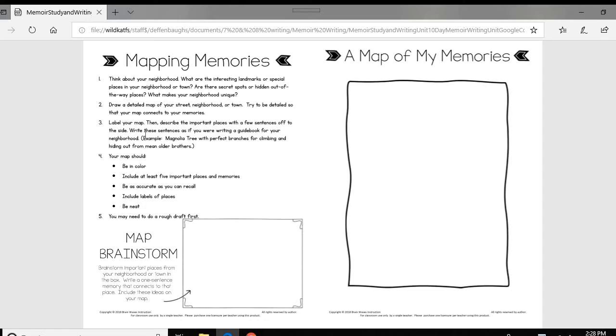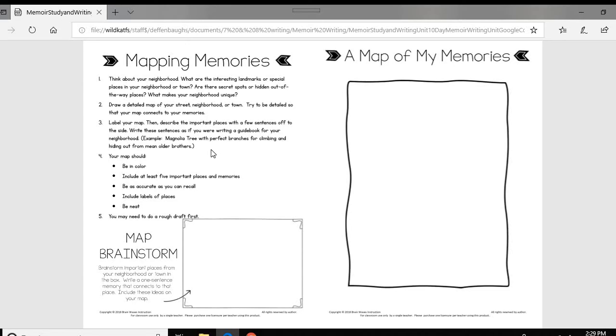And this is the next page of it, which is you're going to think about your neighborhood. What are the interesting landmarks or special places in your neighborhood or town? Are there secret spots or hidden out of the way places, and what makes your neighborhood unique? And then you're going to draw a detailed map of your street, neighborhood, or town and try to be detailed so that your map connects to your memories. So you think about those memories that we created, the top 10 memory list.